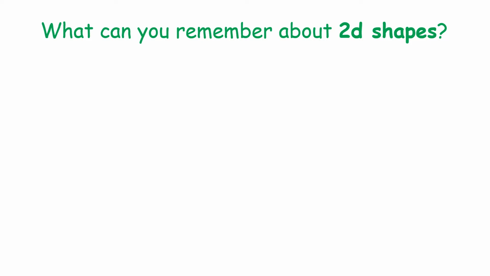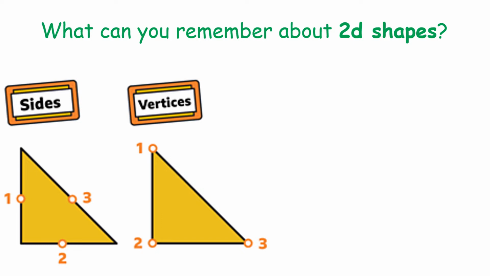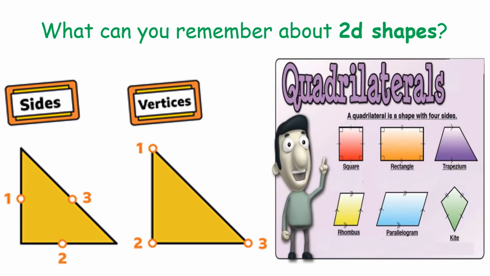Can you remember anything about 2D shapes and maybe their properties as well? 2D shapes have sides. 2D shapes have vertices. And we can think whether a 2D shape is a quadrilateral or not a quadrilateral. Remember, a quadrilateral is a shape with 4 sides.